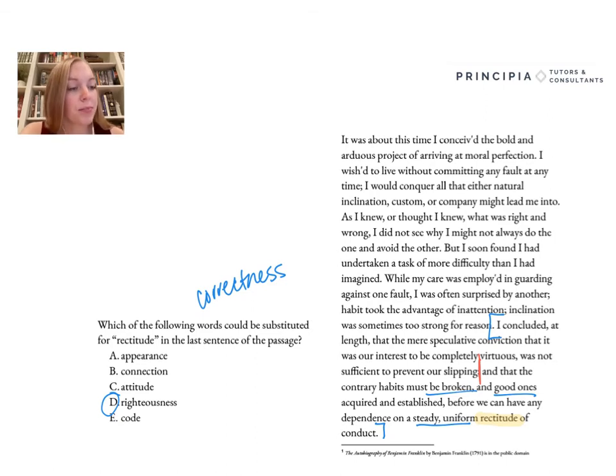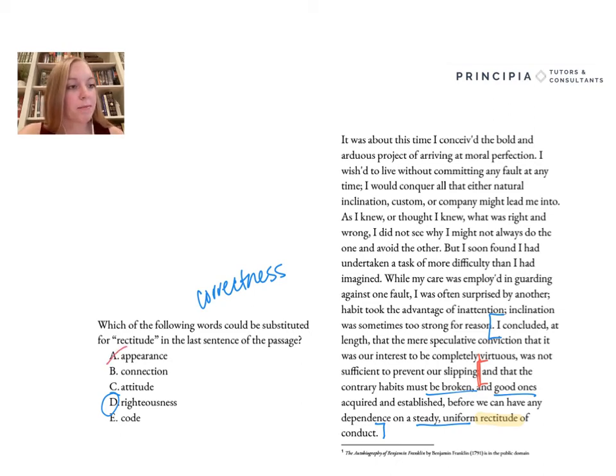So A, appearance. Starting reading here. "And that the contrary habit must be broken and good ones acquired and established before we can have any dependence on a steady, uniform appearance of conduct." Well, this passage isn't about appearances, right? It's about actually having good conduct. So that seems like it's not going to be the best choice.